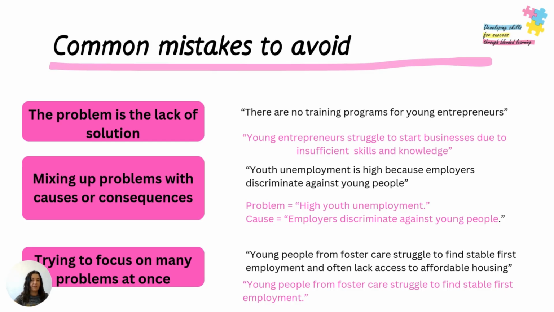The third common mistake is trying to focus on many problems at once. For example, instead of young people from foster care struggle to find stable first employment and often lack access to affordable housing, focus on one of them. Young people from foster care struggle to find stable first employment.